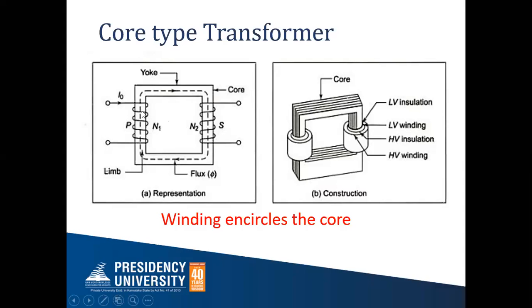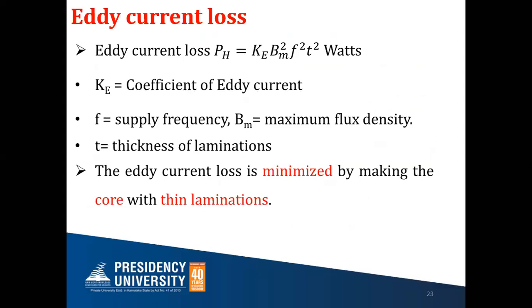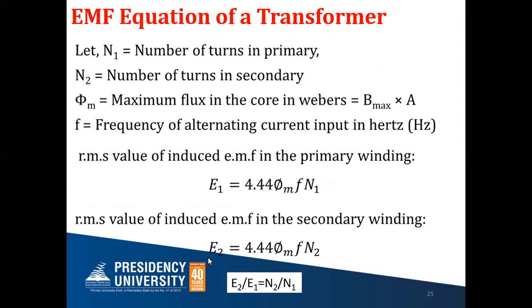So in the primary side, we have a self-induced EMF, and in the secondary side, we have a mutual induced EMF. So we have two EMFs: self-induced EMF in the primary winding, denoted as E1, and mutual induced EMF in the secondary winding, denoted as E2. Right, that's the expression here, E1 and E2.